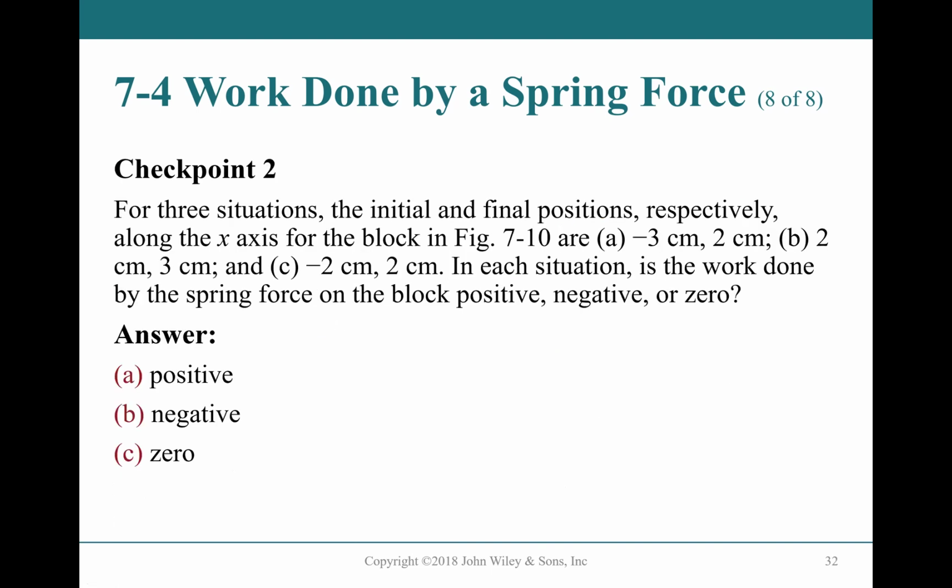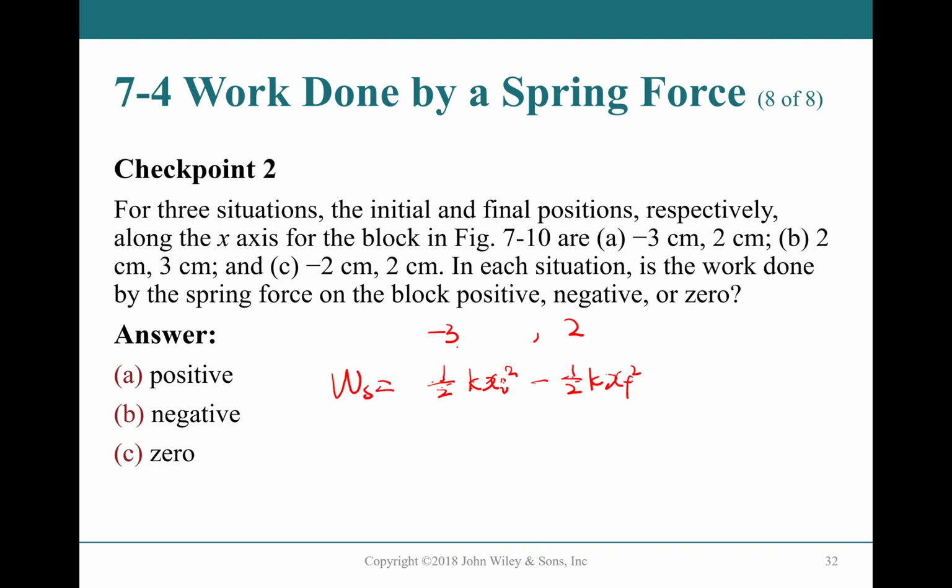Now we can take a look at the checkpoint. For the three situations, the initial and final positions respectively are -3, 2; 2, 3; and -2, 2. In each situation, is the work done by the spring on the block positive, negative, or 0? If initial is negative and final is 2, we should do 1/2 k x initial squared minus 1/2 k x final squared. This is Ws.